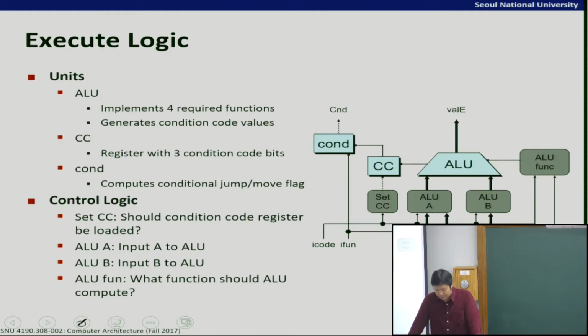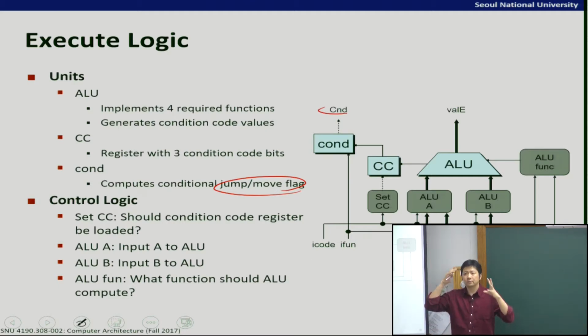And CC is the condition code. This is a register with 3 condition code bits: carry, overflow, and zero. This computes the conditional jump and move flag, so this is the conditional logic. Several slides ago, we covered that in a conditional move, we have to look at both the suffix of the instruction and the condition code. We have to produce a 1-bit signal called CND, which means whether this condition is satisfied or not.